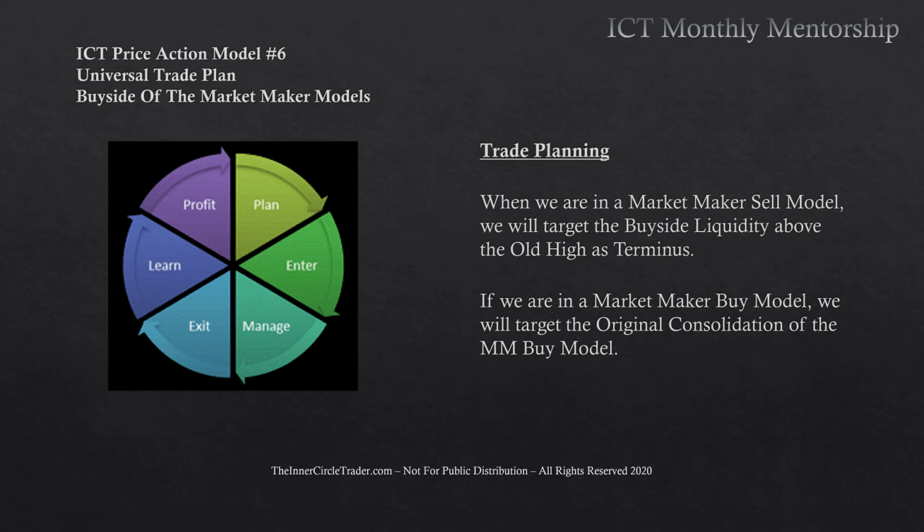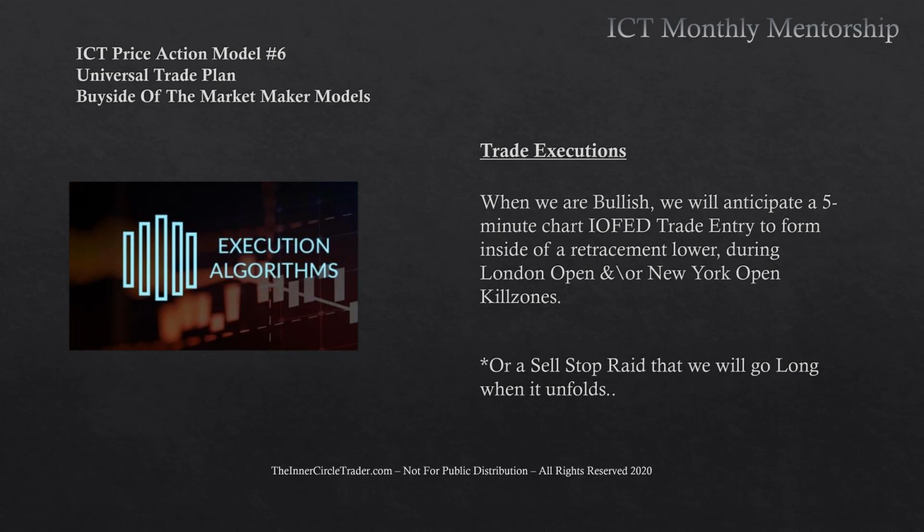When we are in a market maker sell model, we will target the buy side liquidity above the old high as terminus. If we are in a market maker buy model, we will target the original consolidation of the market maker buy model. When we are bullish, we will anticipate a 5-minute chart institutional order flow entry drill, trade entry to form inside of a retracement lower during London Open and or New York Open kill zones, or a sell stop raid that will go long when it unfolds.